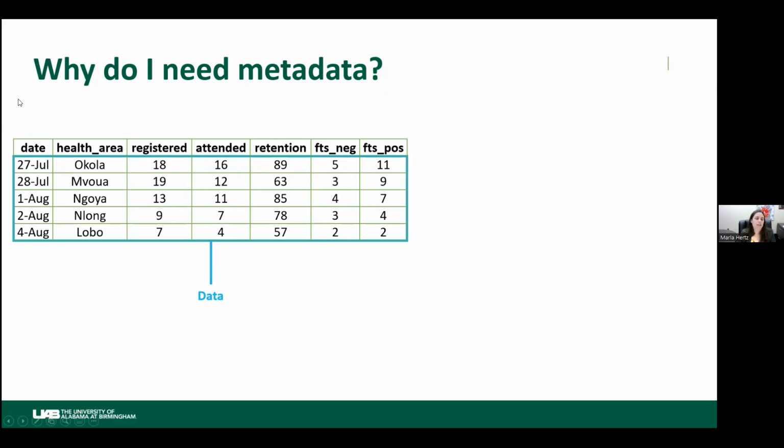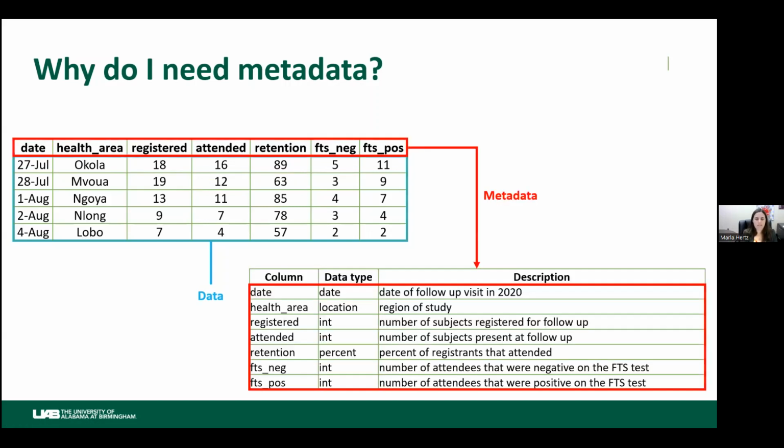So for example, here is a pretty simple table from one of the studies that I did. And if I just gave you this table, you probably would have some trouble interpreting it. Let's look at this date here. 18 were registered, 16 attended, retention was 89. I'm guessing that that's percent, but it's kind of hard to tell. Metadata gives you more information about those column headers. So having information about each of those columns, what type of data they are, and then a little description about those, now this table becomes more interpretable.